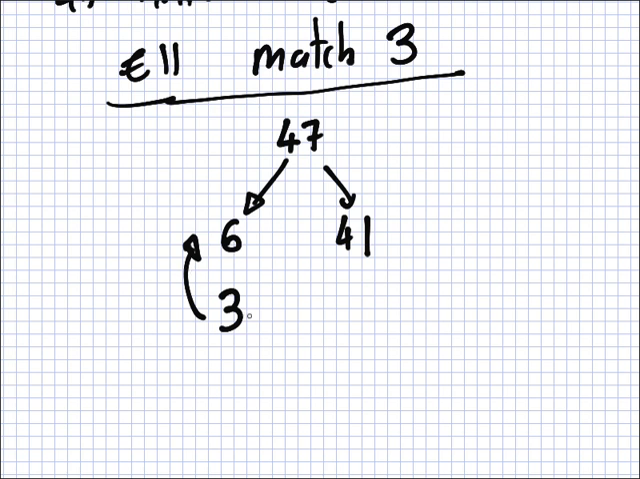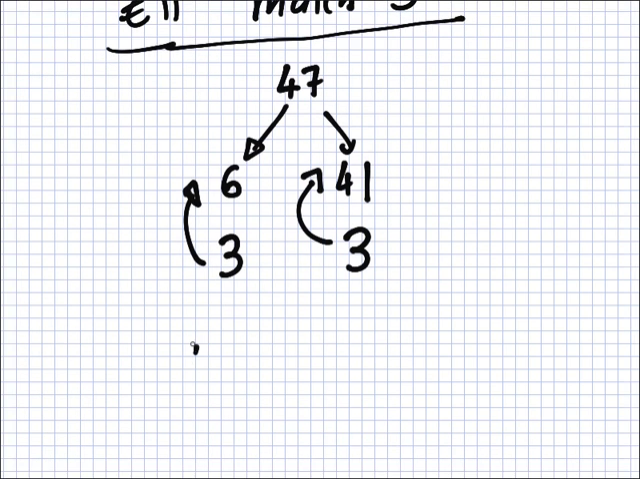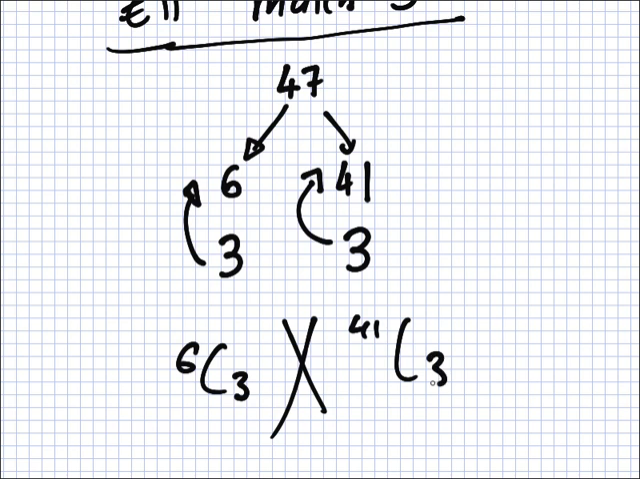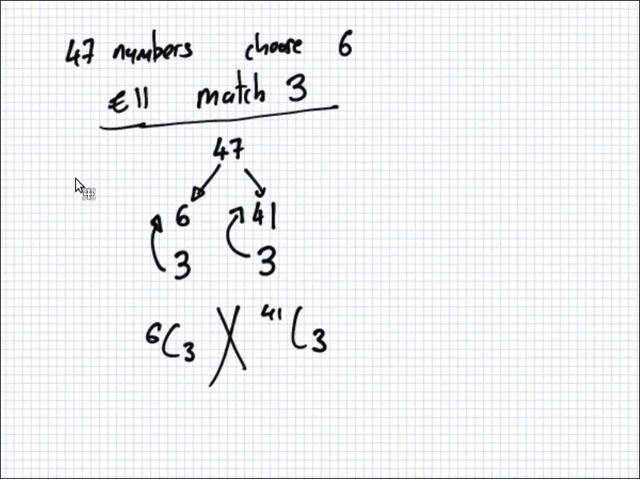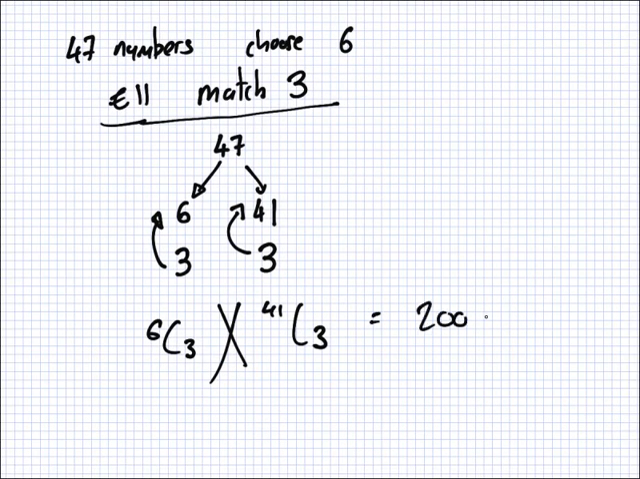So in a way, you're choosing 3 numbers from 6 and also 3 numbers from 41. So it's not just 6 choose 3, it's 6 choose 3 times 41 choose 3. And this is a lot like the first example I did with selecting the men and the women. So you're choosing 3 from the winning 6 and choosing 3 from the losing 41. So what is that number? 200,000? Not exactly, but roughly.